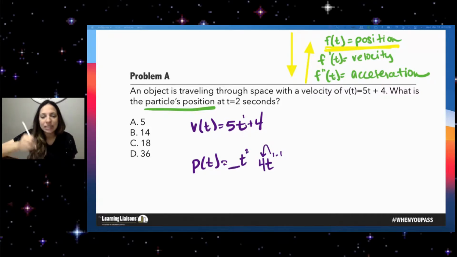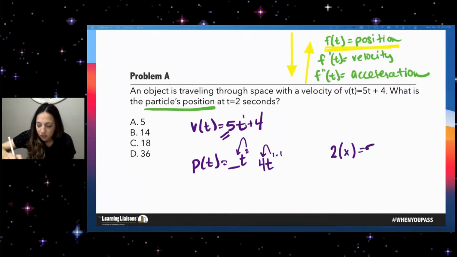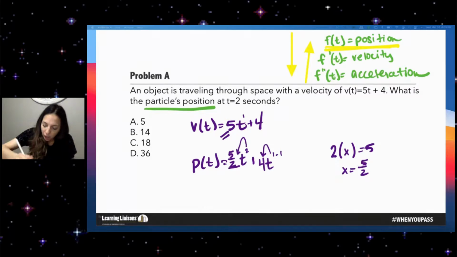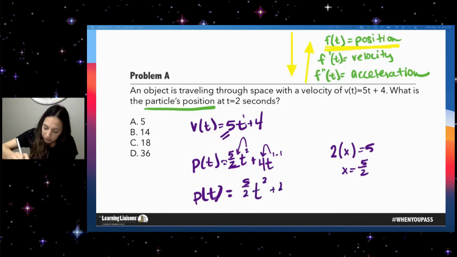Well, it needs to equal 2 times something, because when I find the derivative, I'm going to multiply the 2 times that constant, and it needs to equal 5. So 2 times something has to equal 5. Divide both sides by 2, I get 5 halves. That's messy and people shy away from it. That's okay that it's messy. So I have P of t equals 5 halves t squared plus 4t.